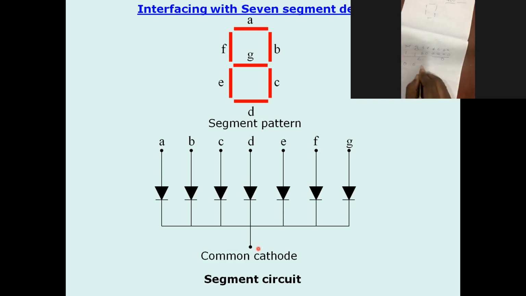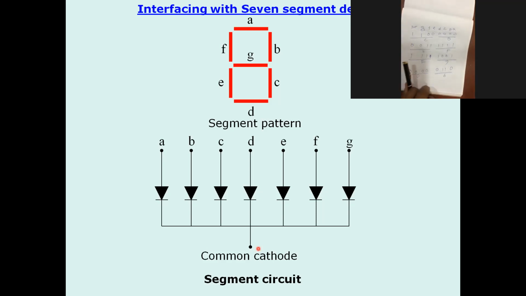these two will be 0 and the rest will be 1, so it is 3F. Similarly, to display 1, what is the requirement? It will be B and C. BC means these two will be 0 and the rest all are 1, so it will be F9. Similarly, in the reverse mode, it will be 06.